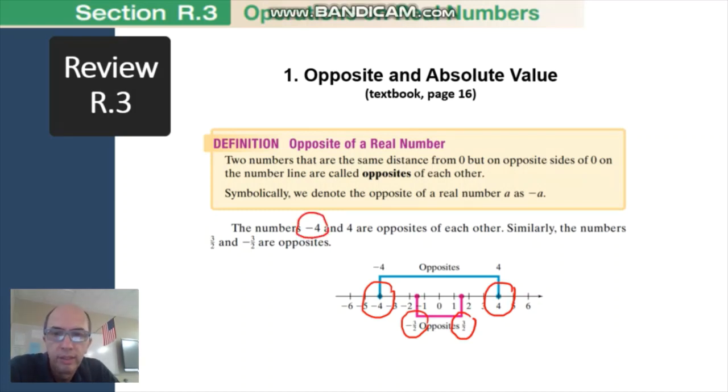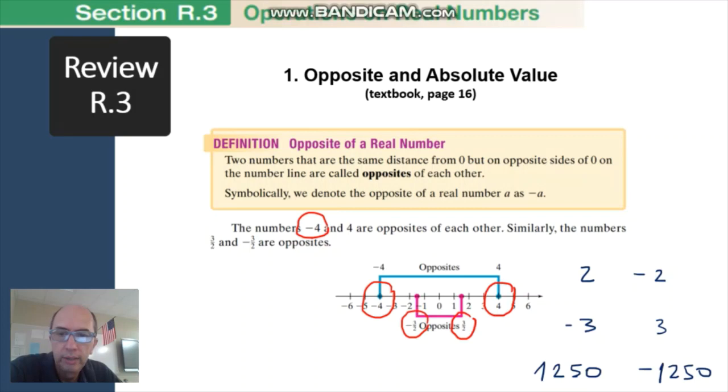Let me give more examples here. If you have 2, the opposite is negative 2. If you have negative 3, the opposite is 3. If you have 1,250, the opposite is negative 1,250.